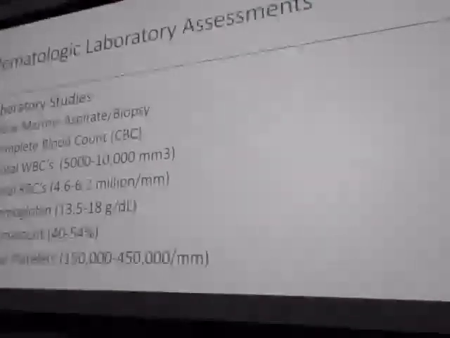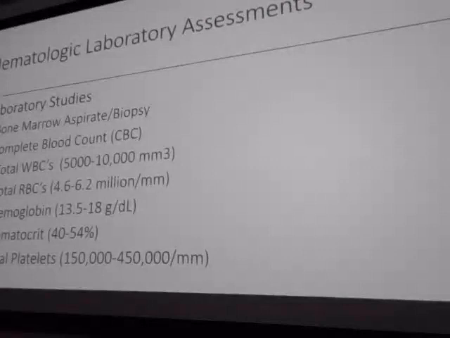First of all, there's aplastic anemia. And then you have anemia in renal disease. Why do we have that with renal disease? What do the kidneys have to do with red blood cells? Erythropoietin.